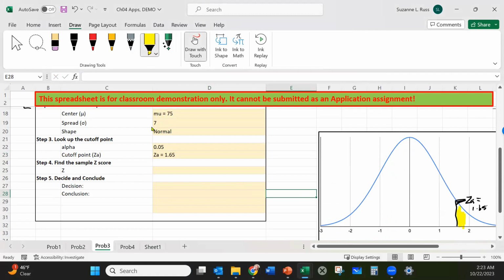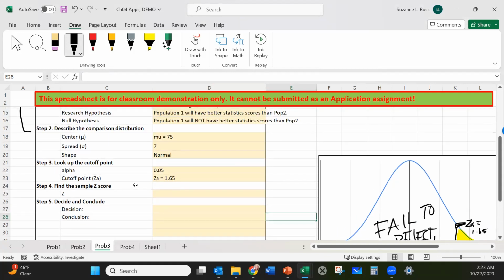And let's do some coloring here. We know that the shaded region is always going to be the more extreme region, or the reject region, we should say. And let's mark that any score that falls in the center here, we're going to fail to reject H0. And so that's what we have. That's our looking up the cutoff point. And now we find the sample z-score. And you can do this either by hand or in Excel.